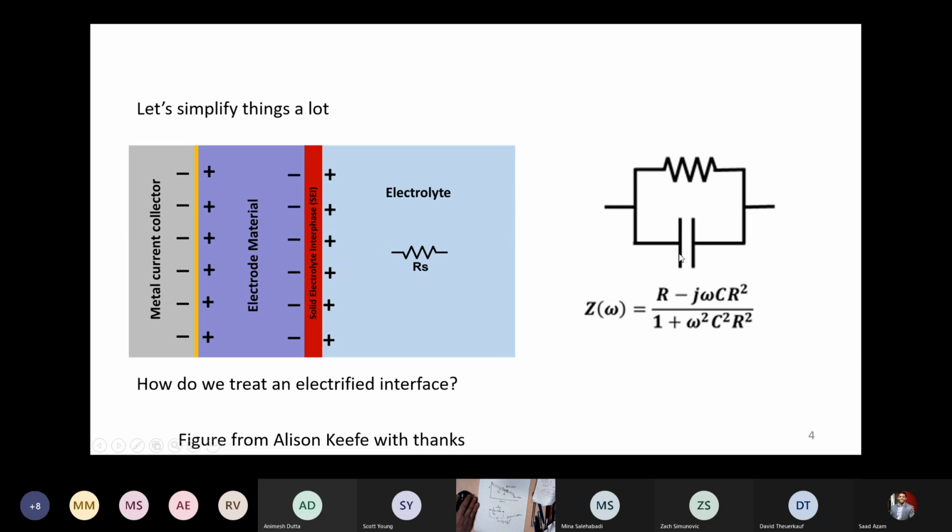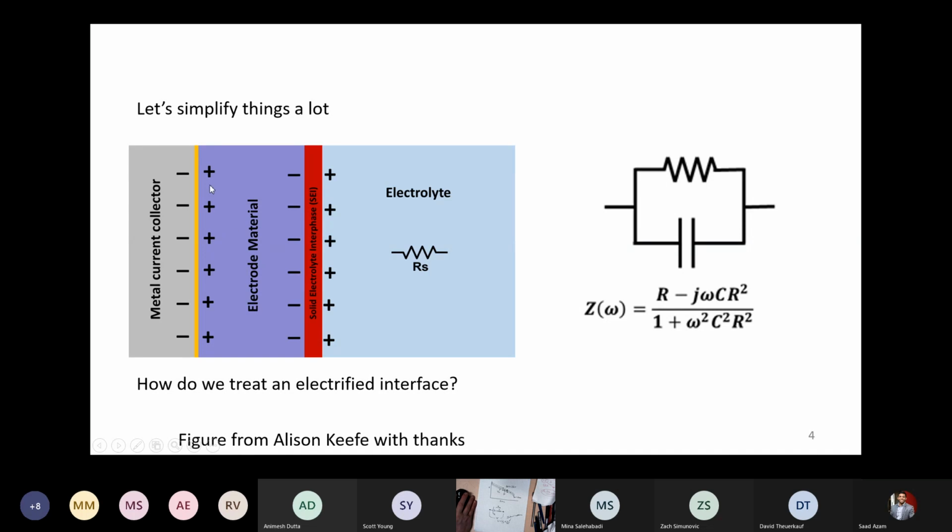So this equivalent circuit is what people often use to represent an SEI layer, where you have the path that the ions can diffuse through the SEI represented by this resistor, and the fact that you have an electrified interface represented by this capacitor. So it's a resistor capacitor in series that you use to represent the SEI.